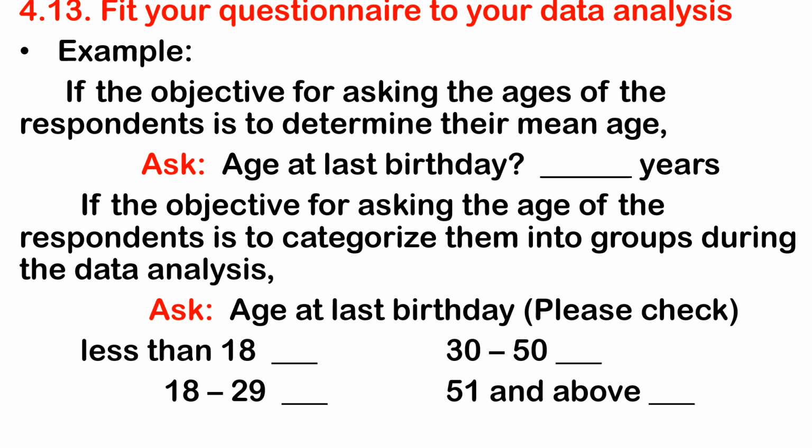Fit your questionnaire to your data analysis. Example, if the objective for asking the ages of the respondents is to determine their mean age, then you would have to ask age at last birthday, blank years. But if the objective for asking the age of the respondents is to categorize them into groups during the data analysis, then you can ask age at last birthday and then please check less than 18, 18 to 29, 30 to 50, 51 and above. It means that the options already categorize the respondents into groups.